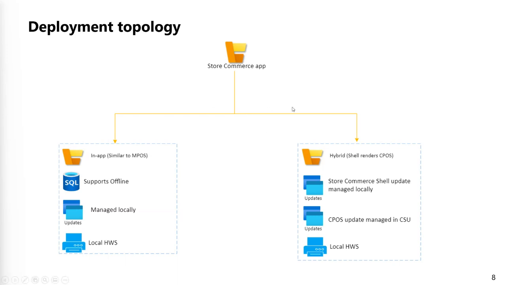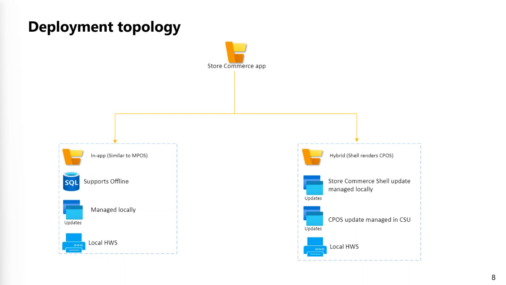Okay. Now the new one, where some customers feel like, hey, I want more of the cloud point of sale experience, where I want to manage the updates centrally. Then you can also use the same store commerce app and deploy the hybrid mode. Actually, the hybrid mode is more like the app acts as a shell, and it renders the cloud point of sale from the CSU. Okay.